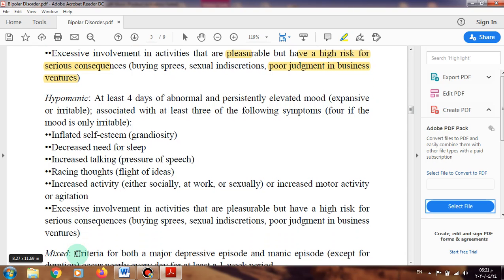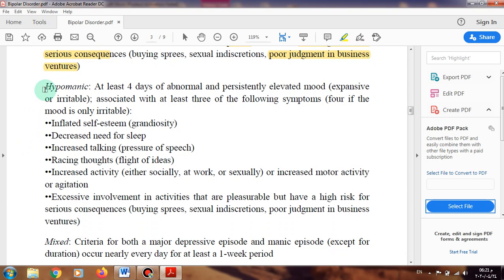هاي بالنسبة للمانيك episodes. الهايبومانيك episodes نفس الماني، احنا قلناها mild form of the manic episodes، لكن الدوريشن راح يكون عندي قليل، at least 4 days of abnormal mood. هاي أول شيء abnormal or persistently elevated mood. ثاني شغلة associated with at least 3 of the following symptoms. 3 شغلات لازم تكون عندي موجودة: duration 4 days, persistently elevated mood, and 3 of the following symptoms: inflated self-esteem, decreased need for sleep, increased talking, racing of thought, increased activity, excessive involvement in activities that have a pleasure but having high risk for serious consequence.